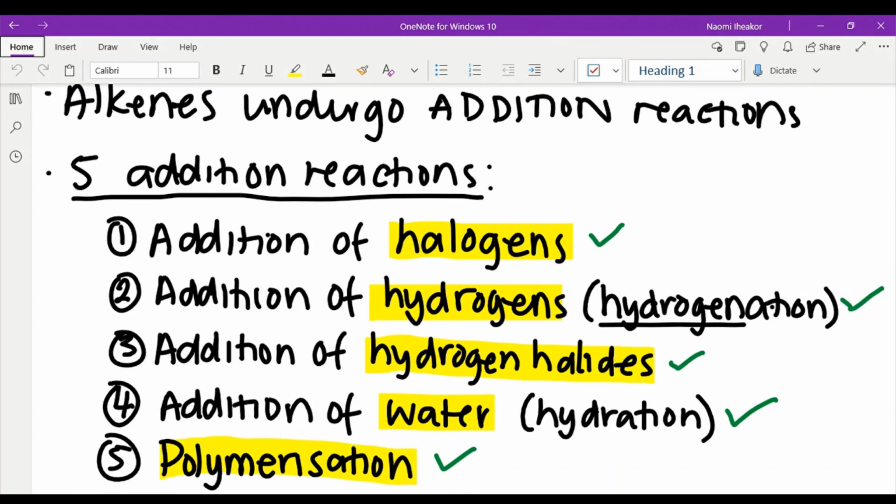And so hopefully now you've understood that alkenes undergo addition reactions by breaking one of their double bonds, and that gives them the ability to have things added onto them. We've looked at 5 addition reactions for alkenes, involving the addition of halogens, the addition of hydrogens, the addition of hydrogen halides, the addition of water, and polymerization reactions.